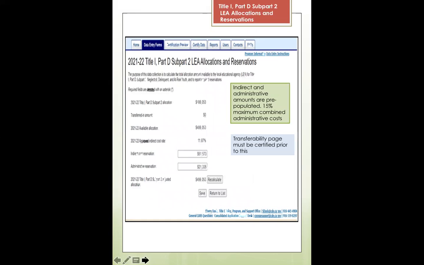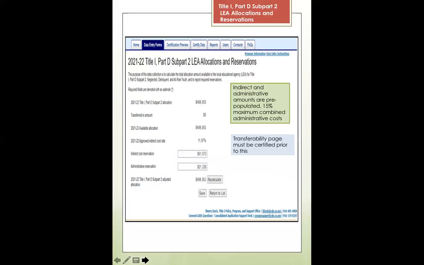Part D, again, this is county offices. This is just going to be your budget for allocations and reservations. So this is a pretty simple form. You're just putting a very basic budget in here. Indirect costs and admin. Again, warning 15%.